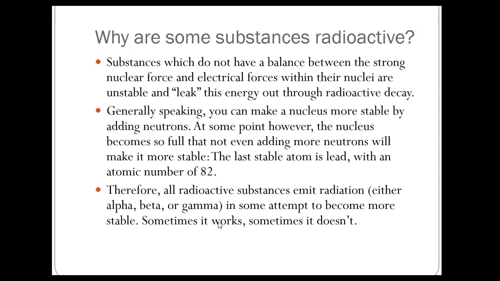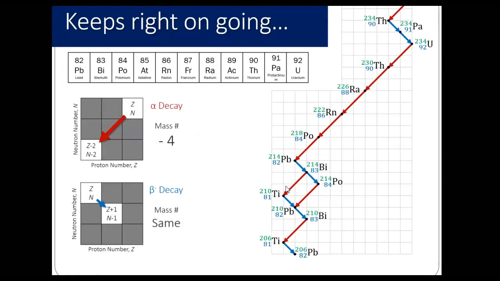Now, the second sentence there, sometimes it works, sometimes it doesn't. Here's what I mean by that. It is possible for something that is radioactive to emit one of those radiation particles and become something that is stable. However, it's also possible that something radioactive emits one of those types of radiation particles and then turns into something else that is also itself unstable, that is also itself radioactive.